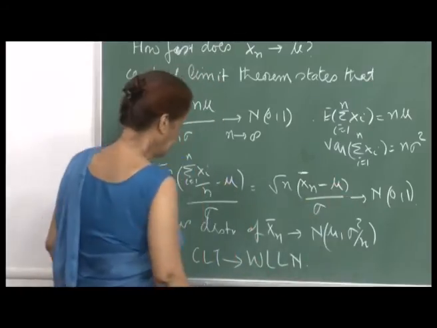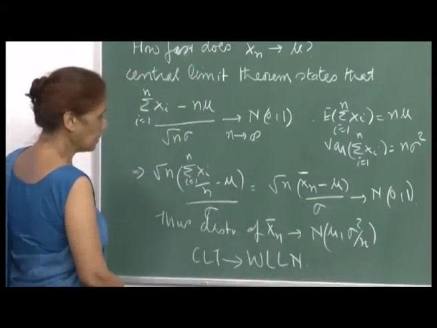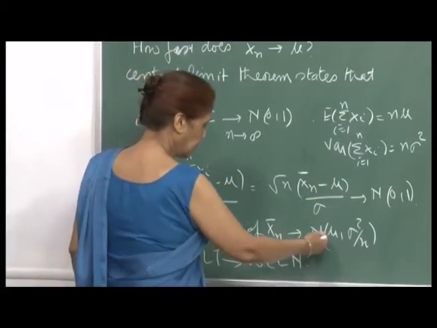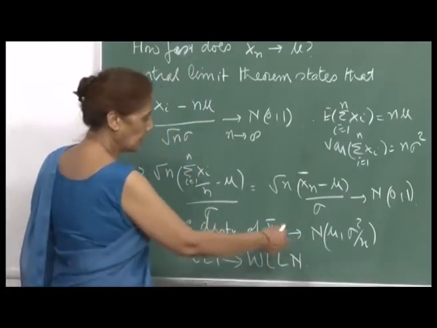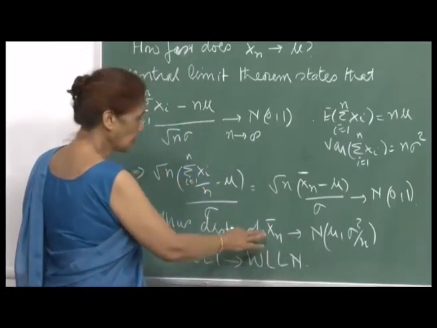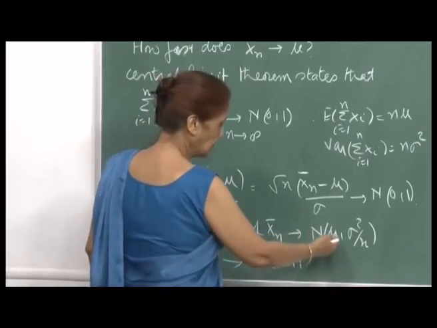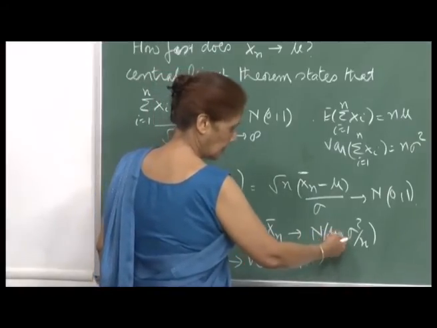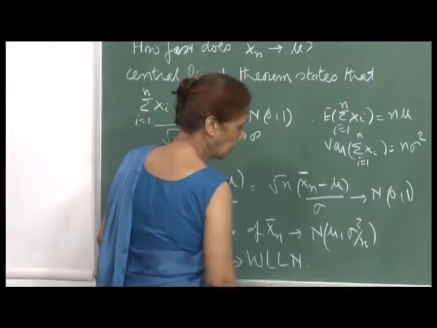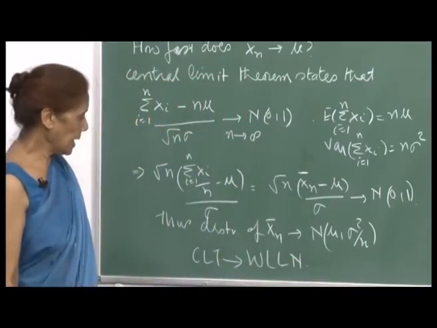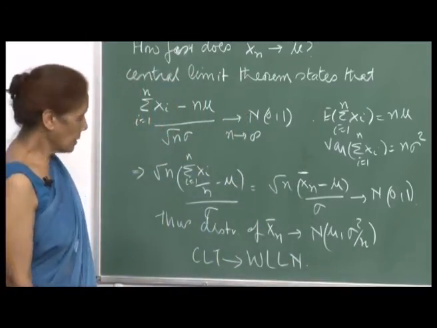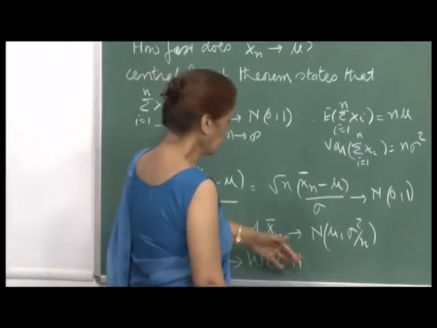the limiting distribution of x n bar will be, right now for large n, close to a normal with mean mu and variance sigma square by n. And then of course, as n goes to infinity, we are saying that.